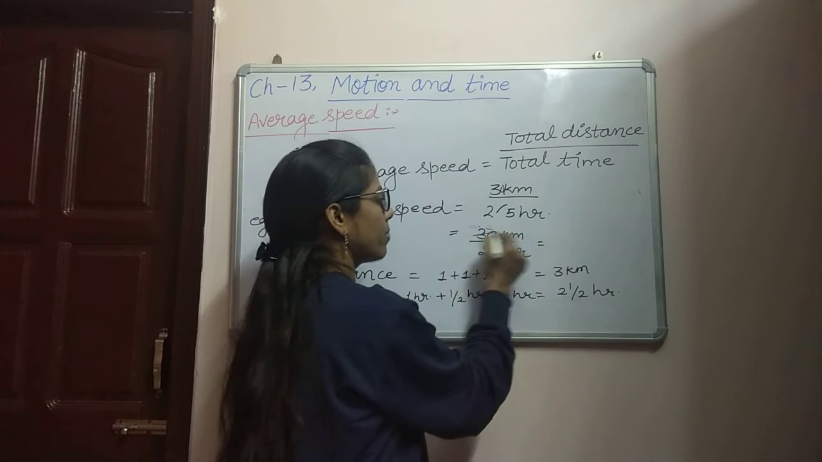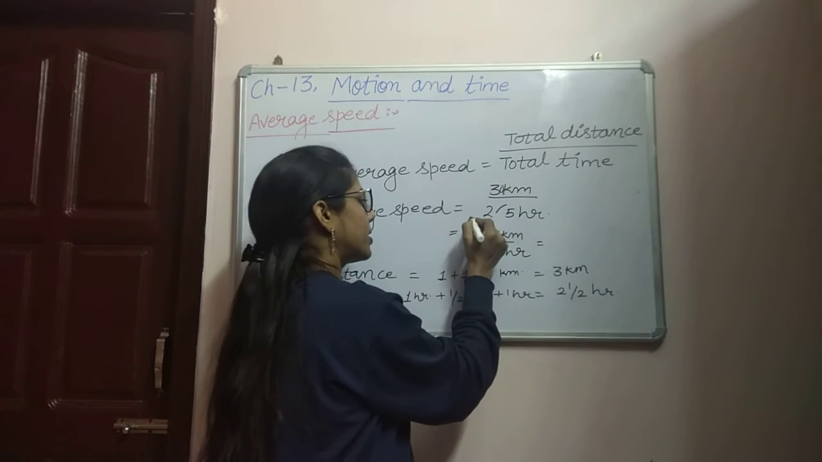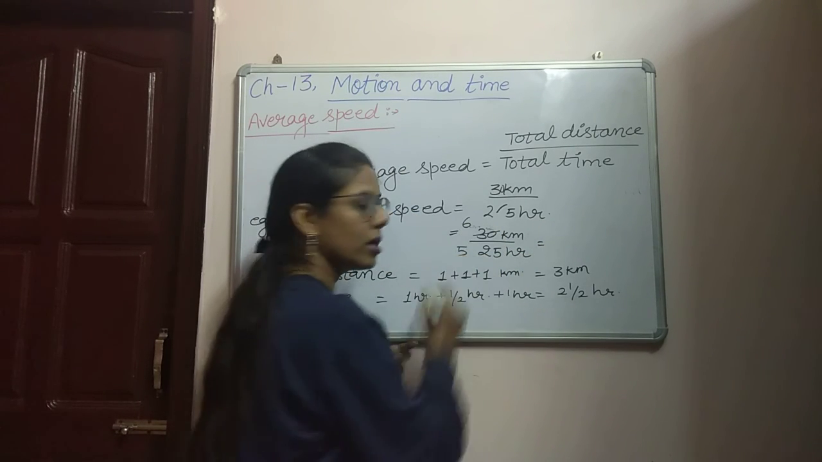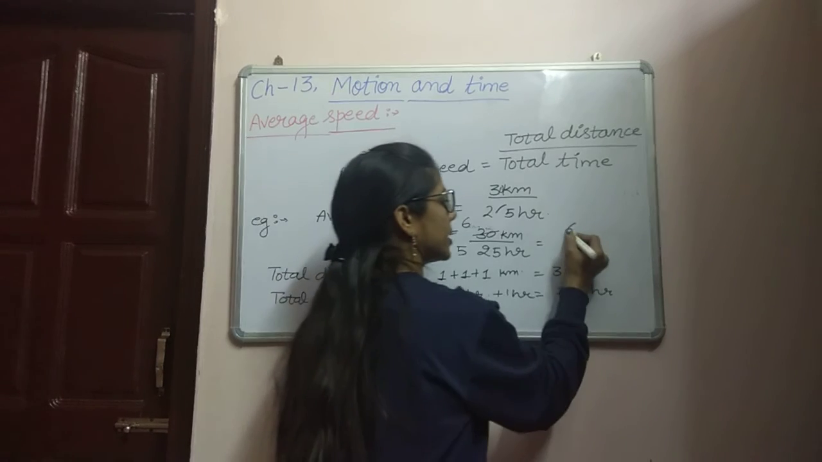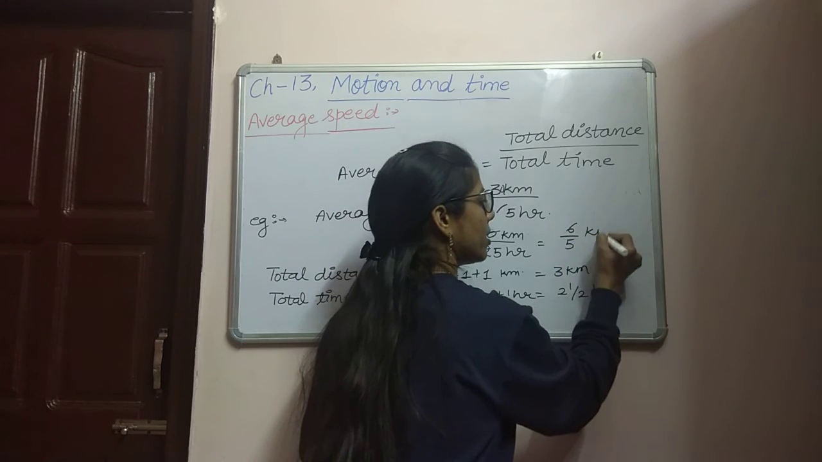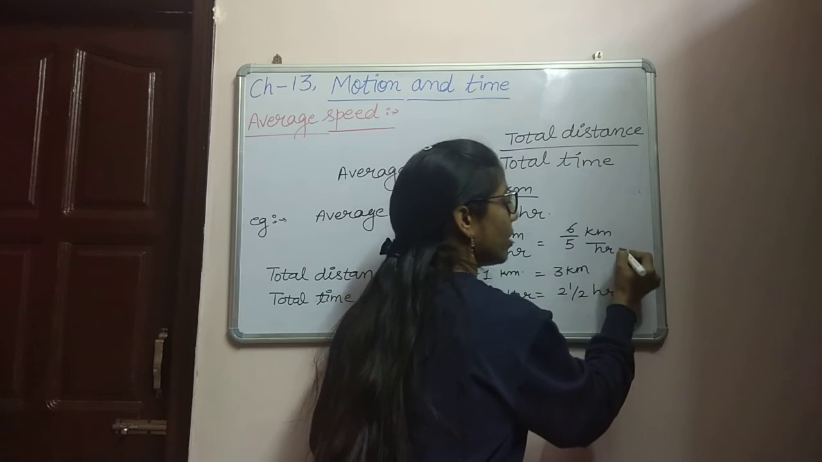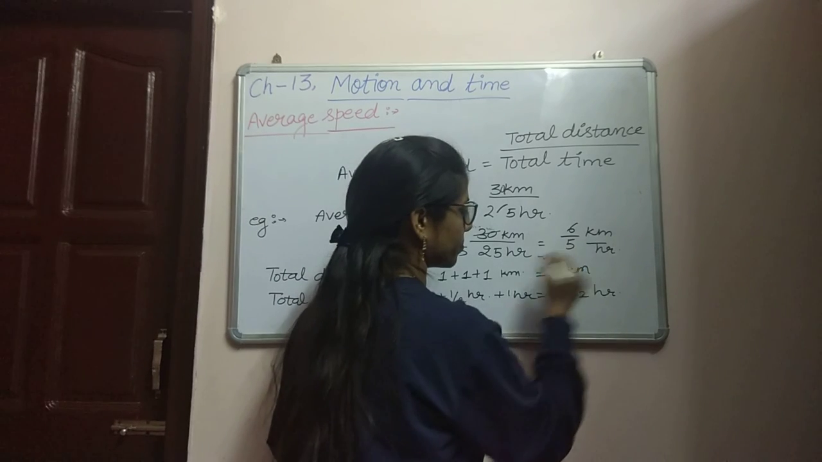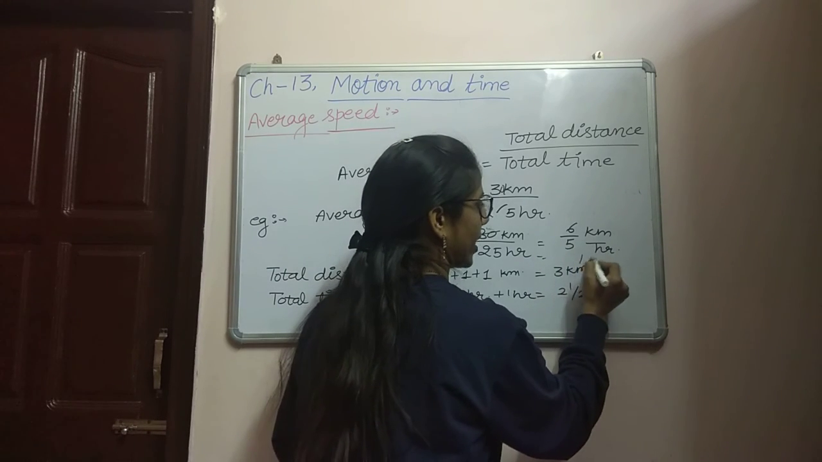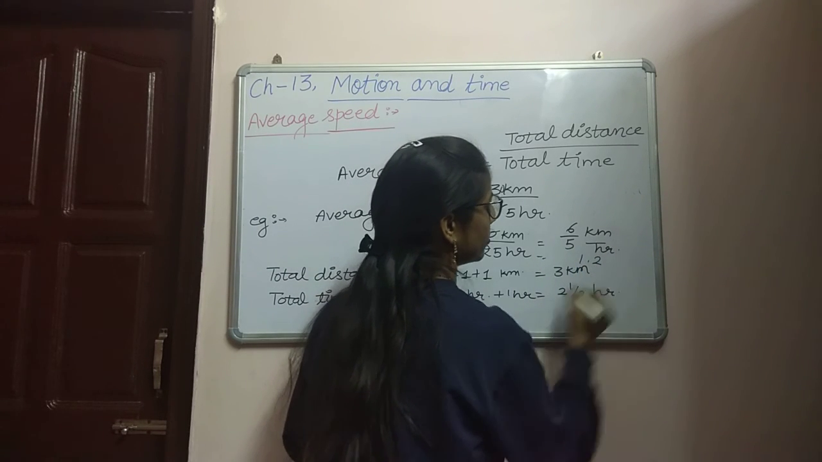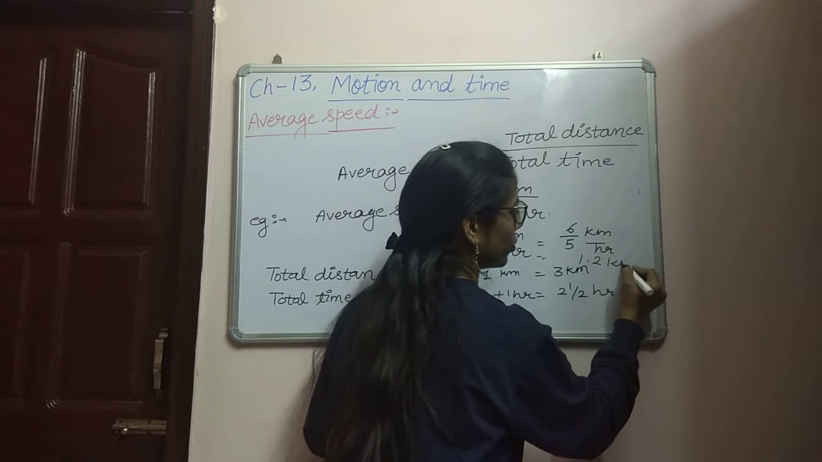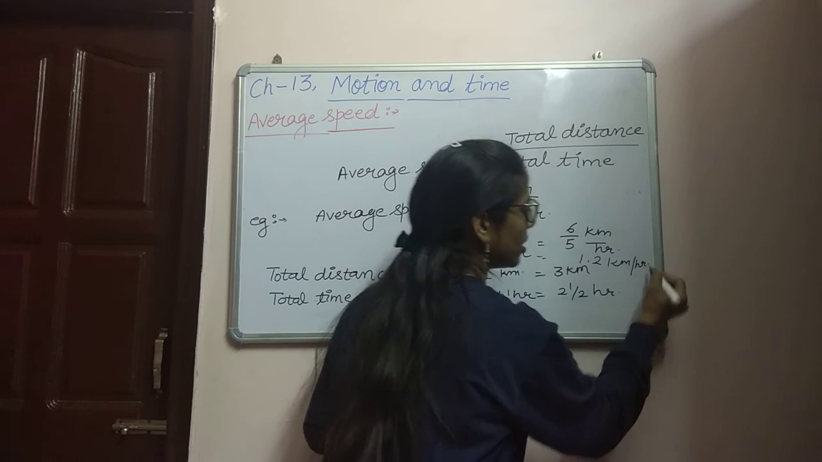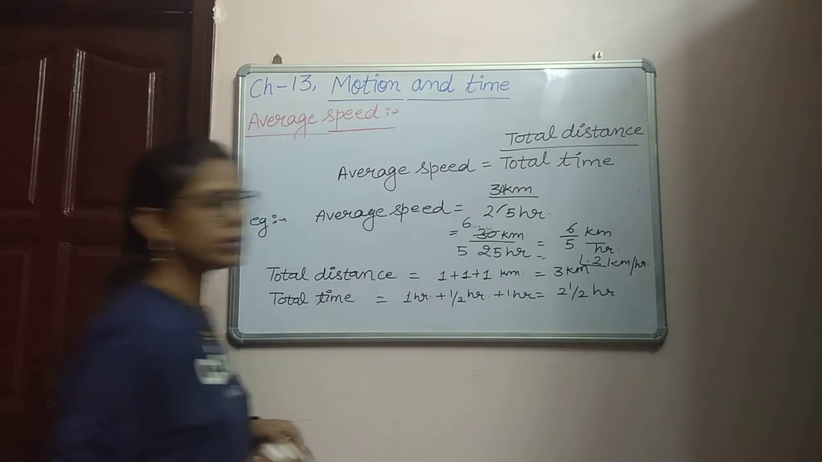Now we can cancel by the table of 5. 5 sixes are 30 and 5 fives are 25. So 6 by 5 kilometers per hour. We can write it in fraction and we can write it in decimal. Like 5 ones are 5 and 5 twos are 10. It means 1.2 kilometers per hour. This is the average speed of this object.